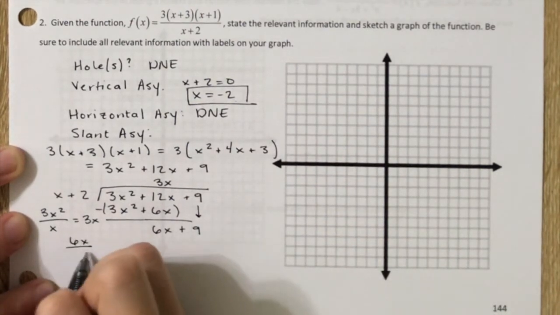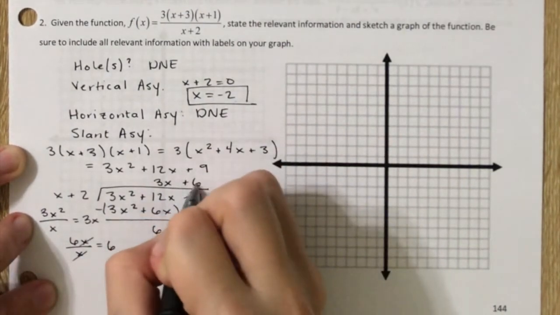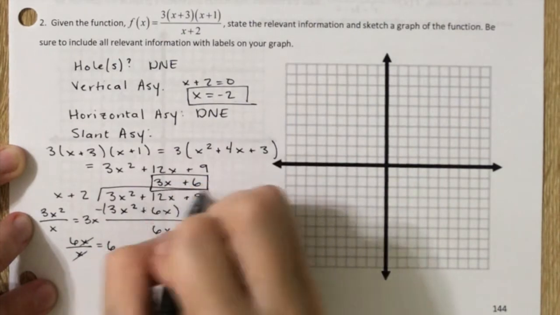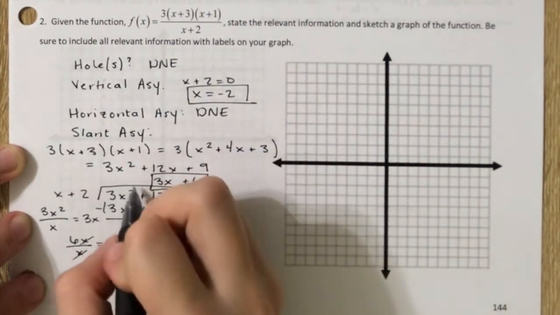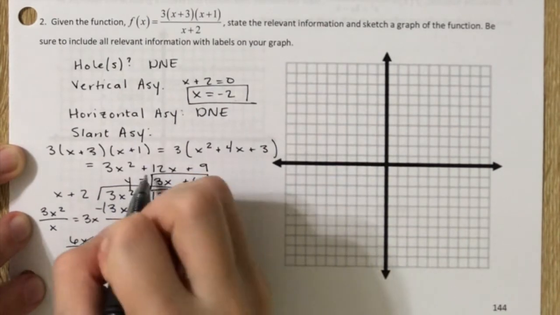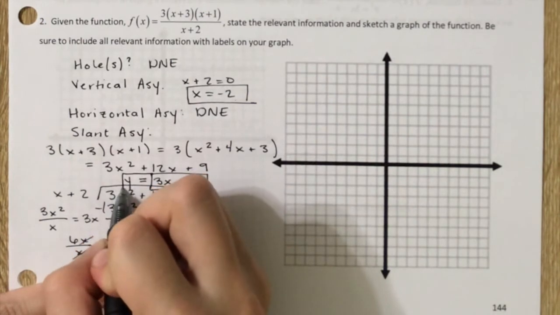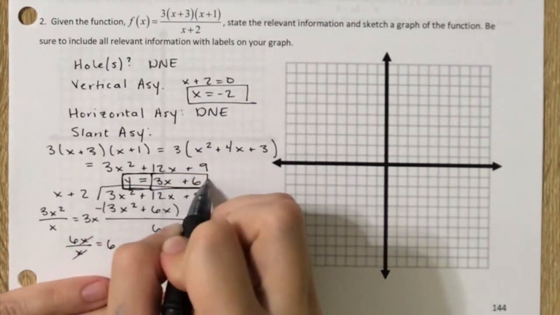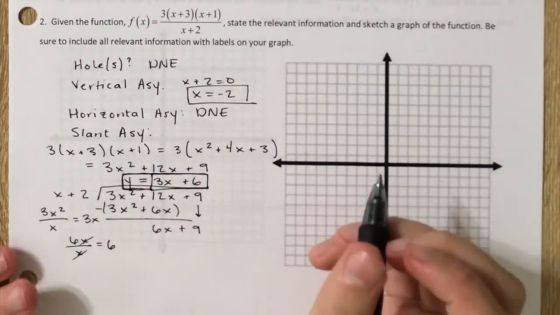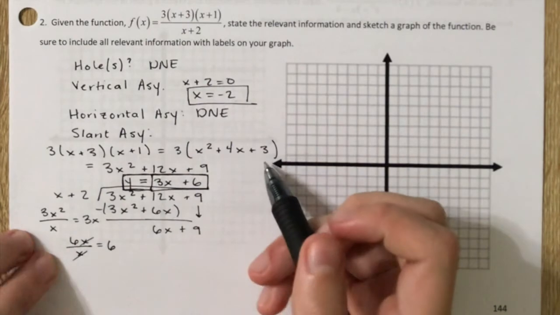We divide first term by first term again. The x's cancel. We're left with 6. So we get 3x plus 6 as our quotient, which means we have a slant asymptote at y equals 3x plus 6. And of course, I made a mistake. We have to include that y equals in our answer as well because it's an equation. So y equals 3x plus 6.